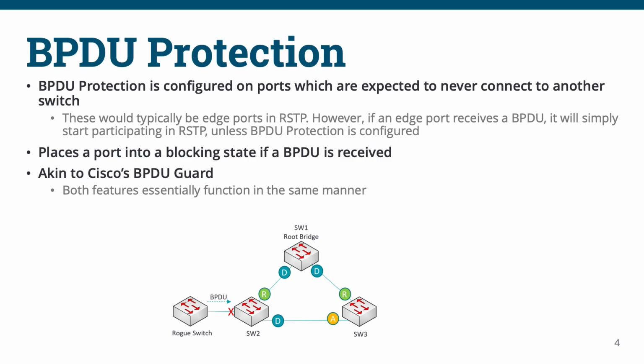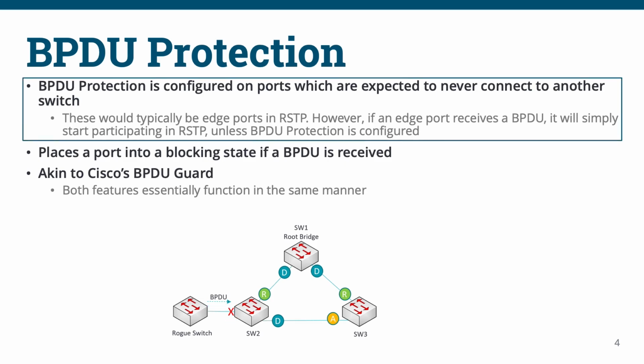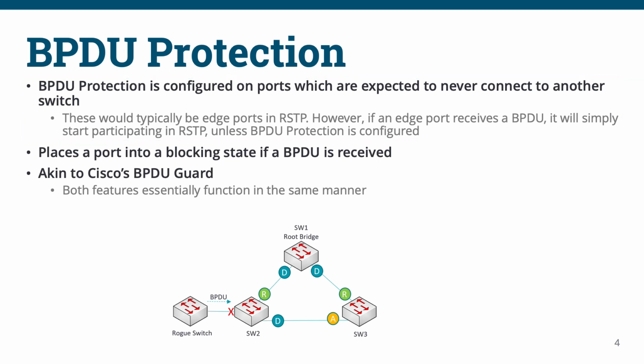BPDU protection is a feature that will place a port into a blocking state if a BPDU is received. As you can probably tell, this should only be configured on ports which are expected to never connect to another switch or receive a BPDU. You may recall the edge port role in RSTP, which is an excellent feature for ensuring interfaces connected to end hosts come up and pass traffic as quickly as possible.